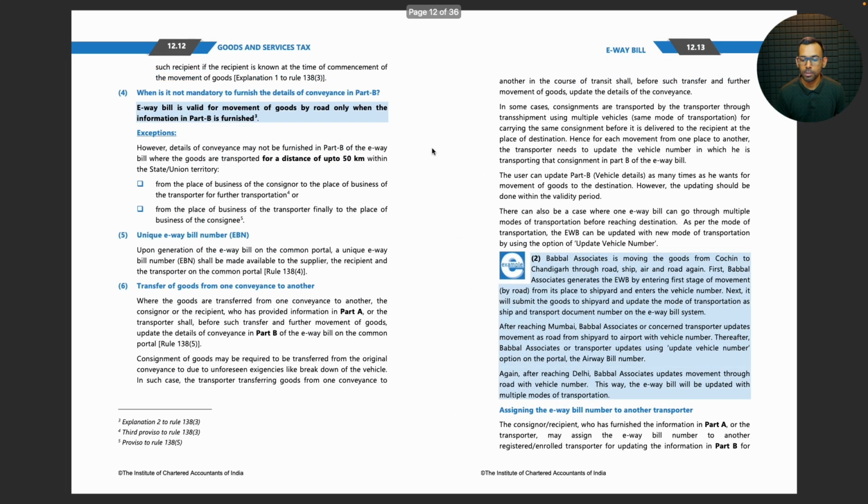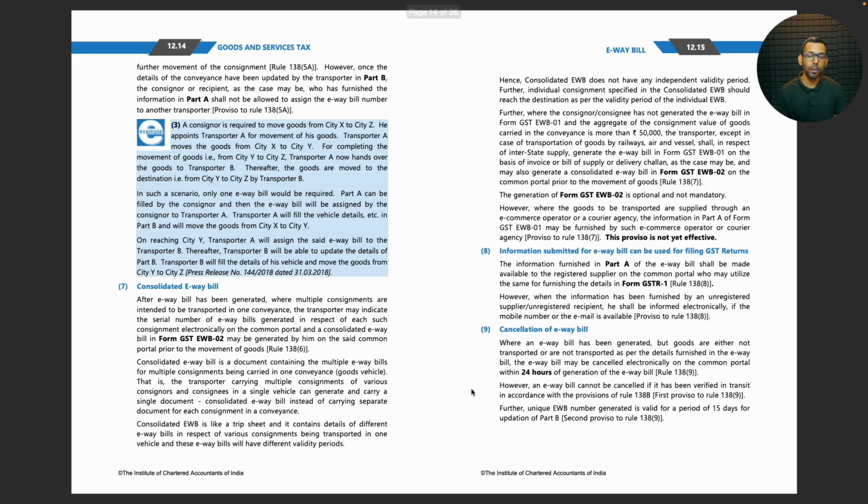Couple of more pages. Assigning the e-way bill number to another transporter. The consignor or recipient who has furnished the information in part A, or the transporter, may assign the e-way bill number to another registered or enrolled transporter for updating the information in part B for further movement of the consignment. Rule 138, sub-rule 5A.